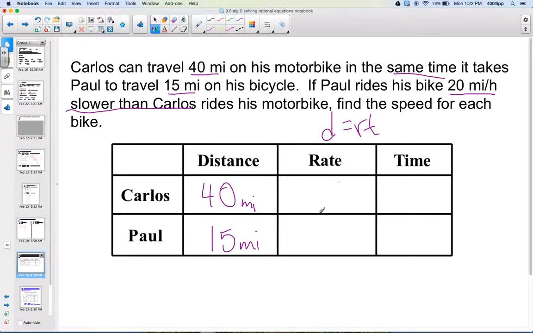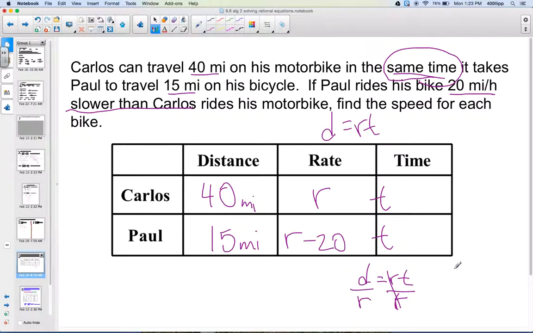Okay, so let's say that Carlos rides at a rate of r. That means that Paul will ride at a rate of, Paul rides his bike 20 miles per hour slower. So that means whatever Carlos's rate is, r, minus 20 miles per hour. They're going the same amount of time, so that means that they both will have a time of t. And if I just take this equation here, d equals rt, and I solve for t, I can divide both sides by r and get time is equal to the distance over your rate.